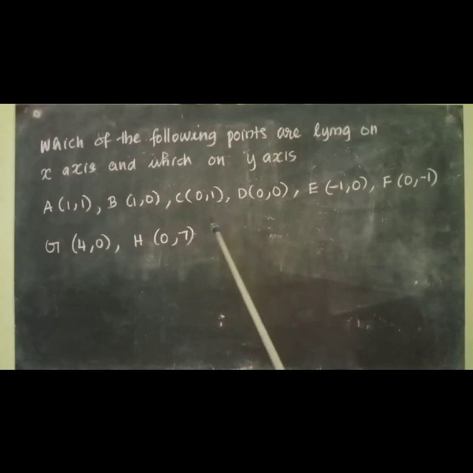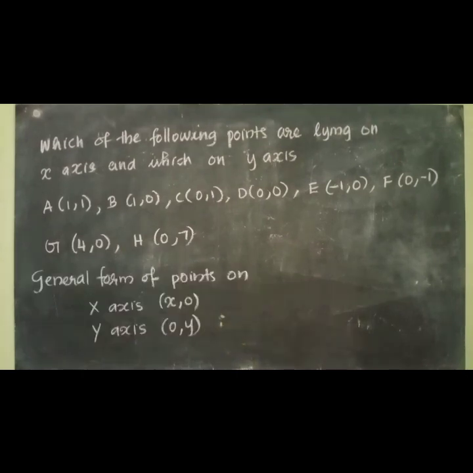So you just remember the general form of a point on the x-axis and y-axis. The general form of points on the x-axis is (x, 0) and on the y-axis is (0, y). That means on the x-axis, the x-coordinate is there and the y-coordinate will be 0. On the y-axis, the x-coordinate is 0 and the y-coordinate is there. So, if the second coordinate is 0, it is on the x-axis. If the first coordinate is 0, it is on the y-axis. If both are 0, it is the origin.